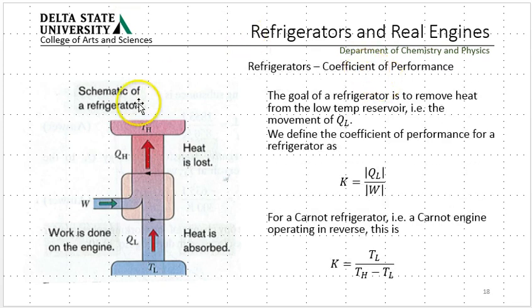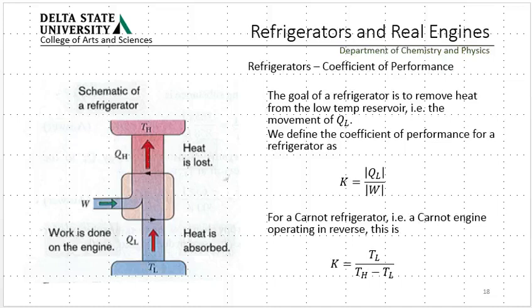And, okay, how do you judge how good a refrigerator you have? Well, what's the goal of a refrigerator? Pulling heat out of the low temperature. What do you have to do that? To do that, you have to do the work, right? So the coefficient of performance, we call it, for a refrigerator is the amount of heat you get out per the amount of work you do to get it out. So just Q low over W is the coefficient of performance for a refrigerator. And a Carnot refrigerator, Carnot engine operating in reverse, this is just K equals TL over TH minus TL.